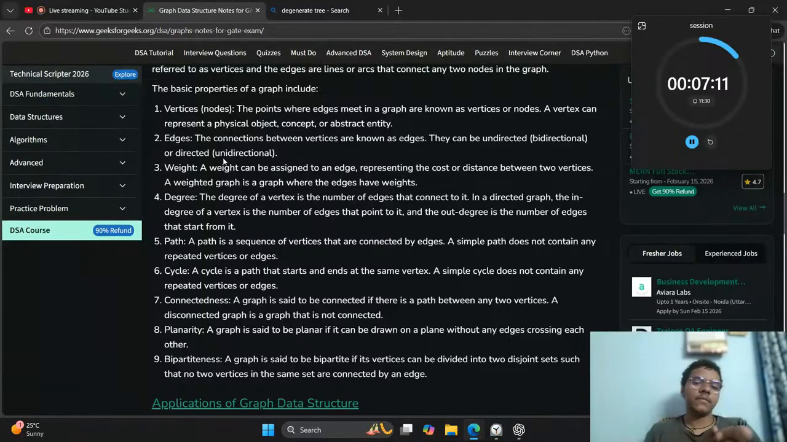Edges: the connections between vertices are known as edges. They can be undirected, bidirectional, or directed, unidirectional. Weight: a weight can be assigned to an edge representing the cost or distance between two vertices. A weighted graph is a graph where the edges have weights. Degree: the degree of a vertex is the number of edges that connect to it. In a directed graph, the in degree of a vertex is the number of edges that point to it, and the out degree is the number of edges that start from it.